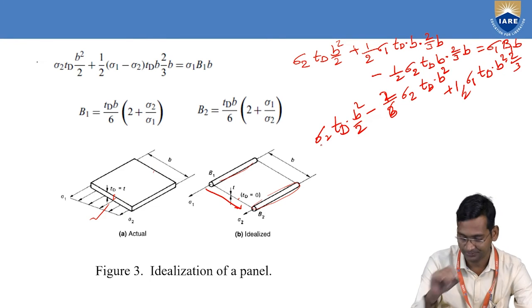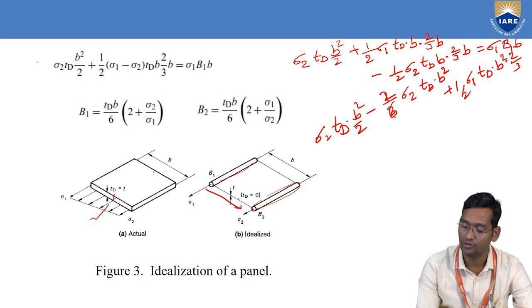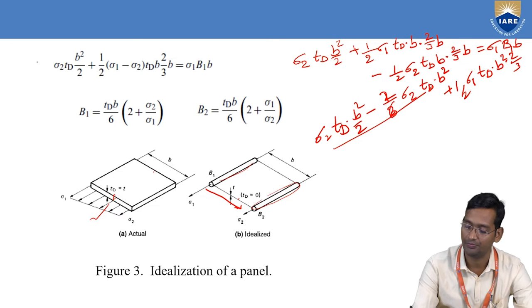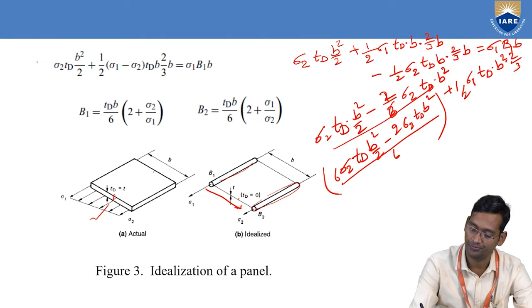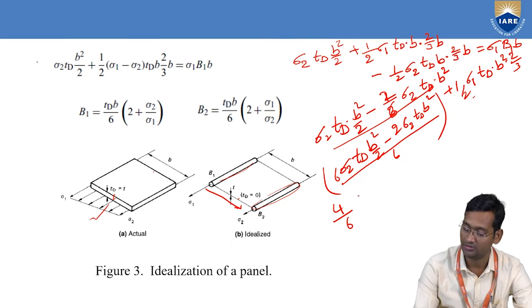So LCM will be here 6. Right, so 6 sigma 2 TD B square by 2 minus, for this one, 2 sigma 2 TD B square by 6. I'm just simplifying first this term, then later this we will add. So this whole thing is same, 6 minus 2, so 4. So 4 by 6 I'm just writing here.